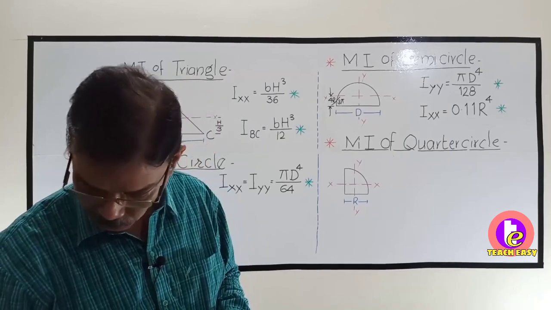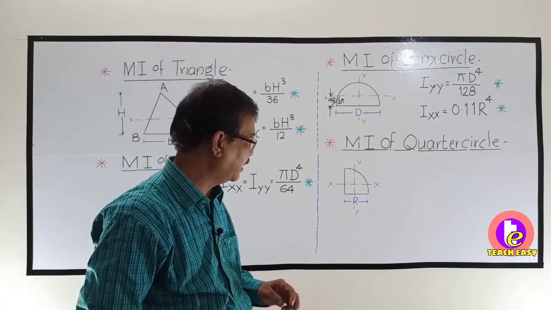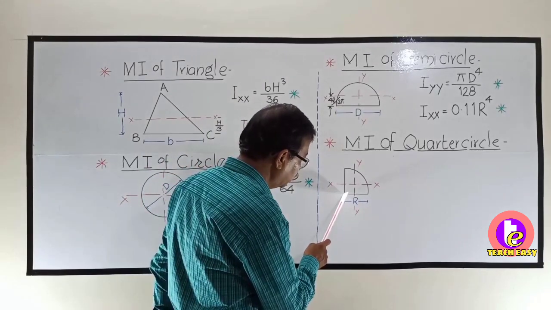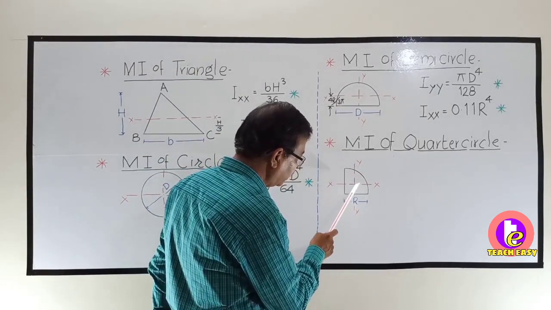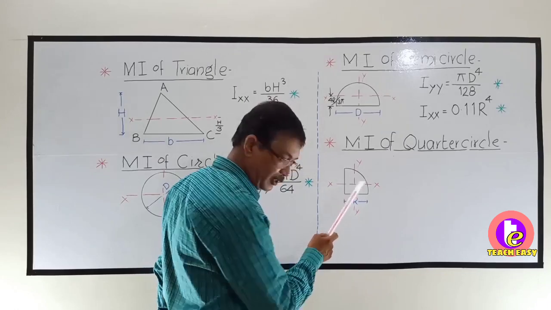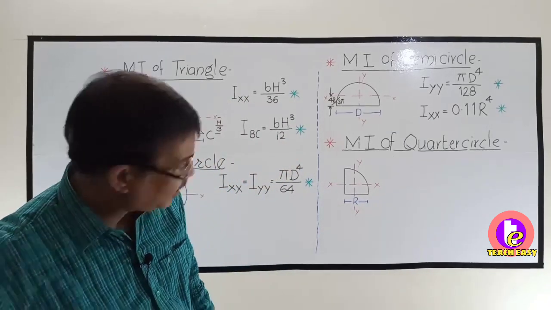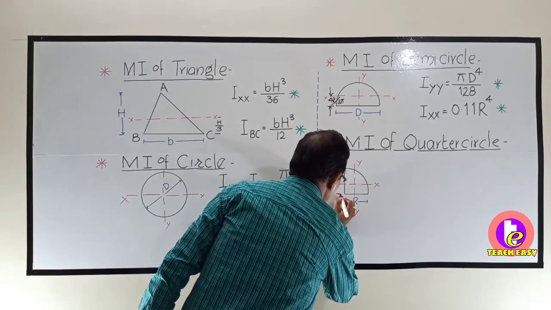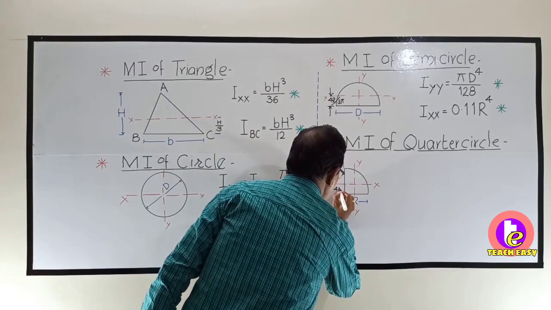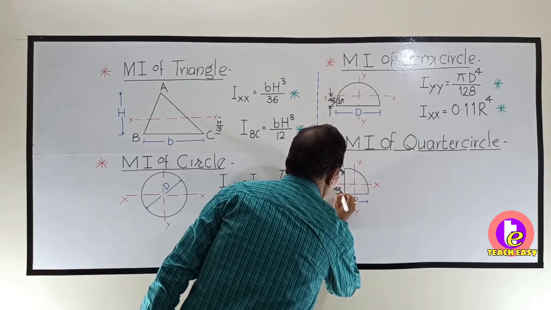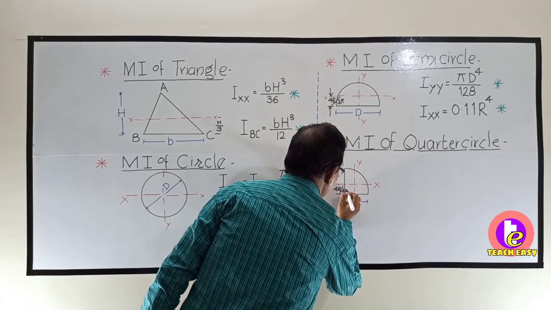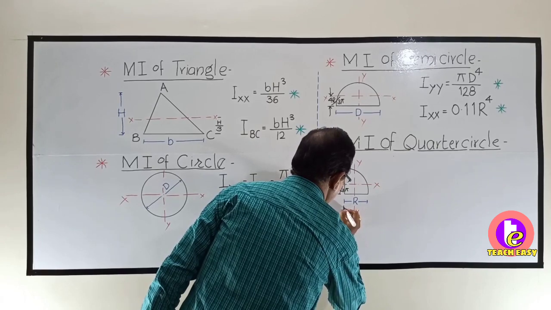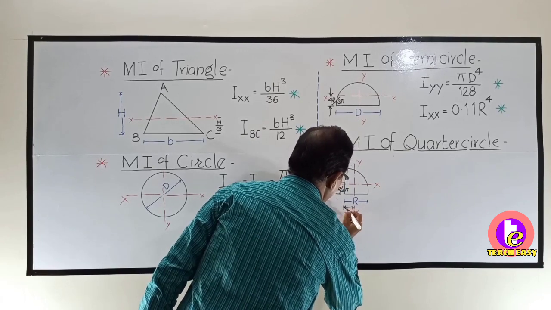And whenever the angle is 45 degrees, cos and sin are the same. Therefore, the distance of the centroid from this axis and this axis are the same. And what are these distances? Here in the case of a quarter circle, both these distances are 4r upon 3 pi. This is also 4r upon 3 pi, and this distance is also 4r upon 3 pi.